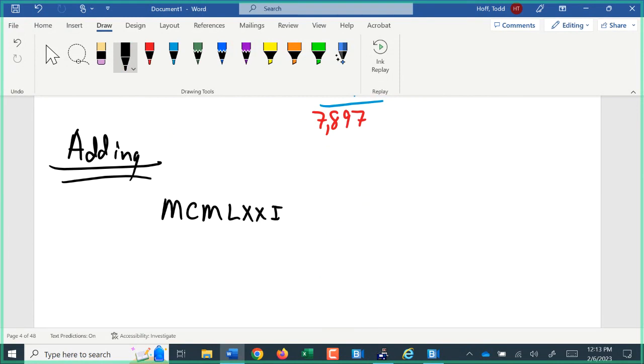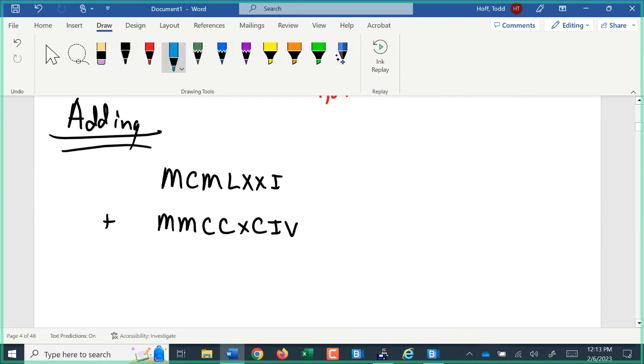LXXI plus MMCC XCIV. Now, if we really wanted to, we could convert these into our Arabic digits and then convert them back into Roman numerals. In fact, we're going to do that after we've done this, just to make sure we did it correctly.